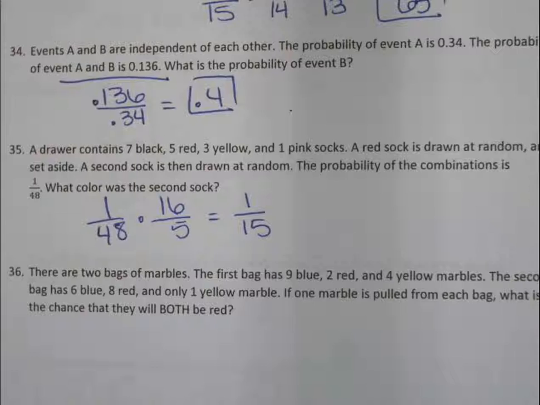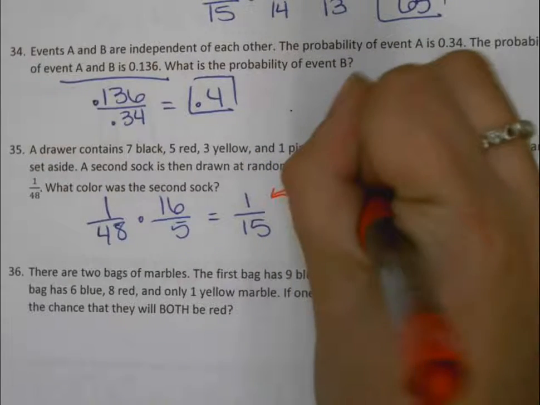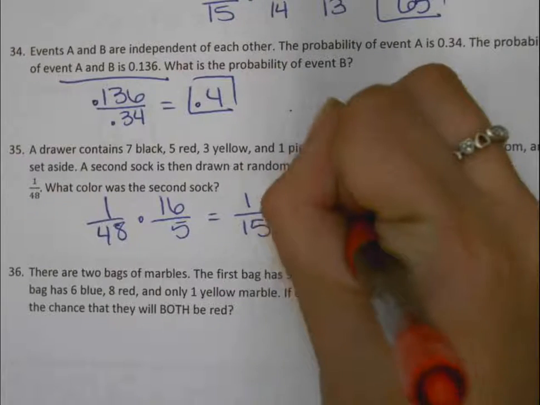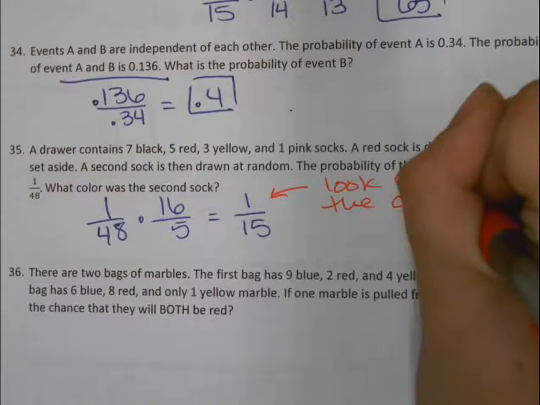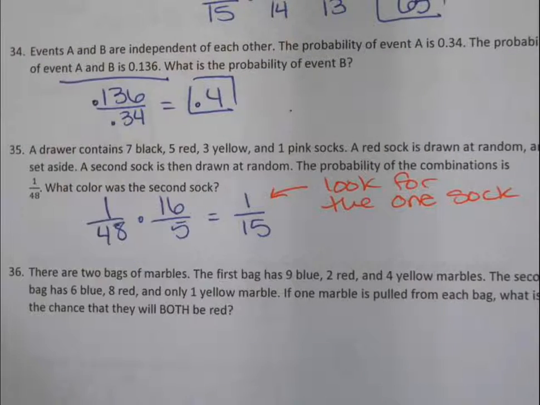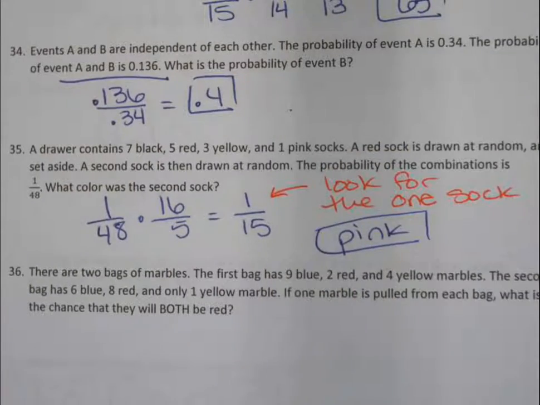You're working backwards, so you flip it. So I'm looking for the one sock. Which color had one sock? Pink. So my answer here is pink. Questions on 35?